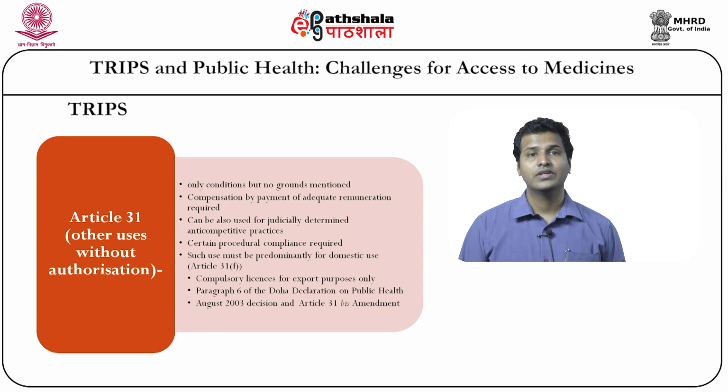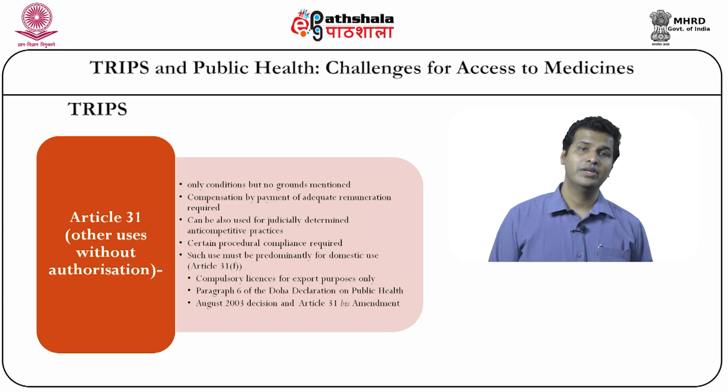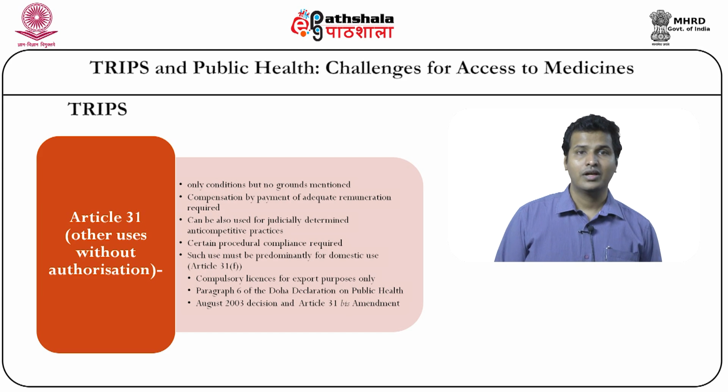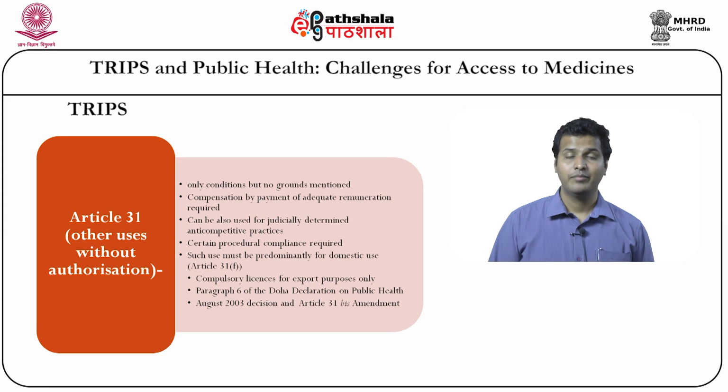However, Article 31 does not mention the grounds on which such use without authorization may be granted. For example, a compulsory license, which is a form of an involuntary contract when enforced by the government, is granted. Such a compulsory license has to comply with certain conditions, but a compulsory license may be granted in any field and may also be granted on any ground.